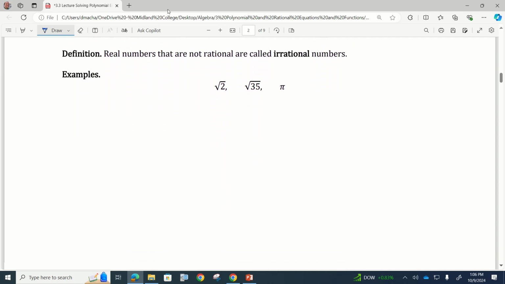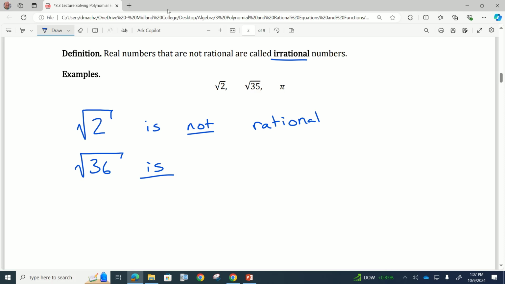And we also said that there are some real numbers that aren't rational. Like the square root of 2 is not rational. We say that it's irrational. The square root of 36 is rational because that's just an integer. But anytime you have the square root of a number and it's not exactly an integer, the way that the square root of 36 is an integer, that is going to be irrational or not rational.